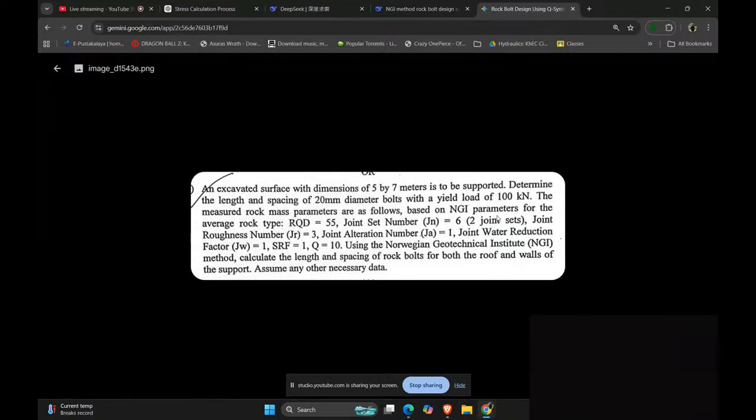Excavator surface dimension 5/7 meter is to be supported. For the roof, span and for the wall, 5 meter for the roof; 7 meter for the roof. Span or height for the roof, 3/5 meter, for the wall.